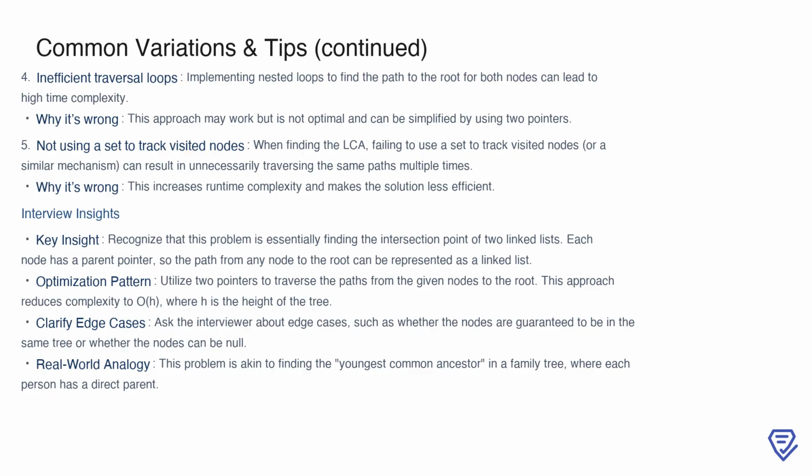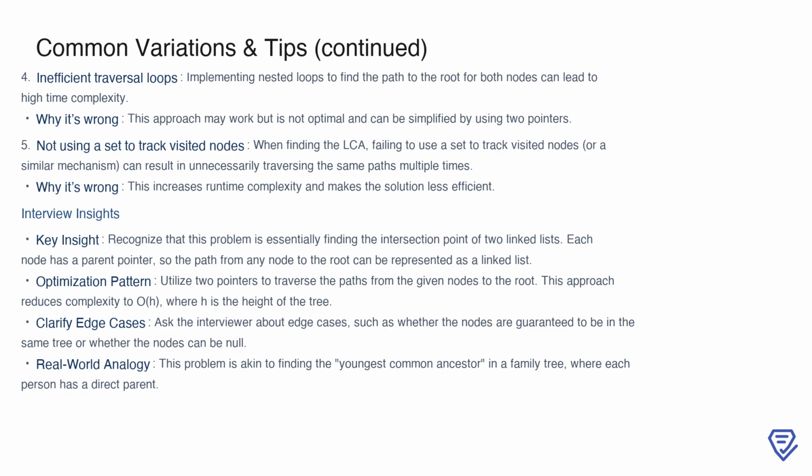A key insight for this problem is recognizing its similarity to finding the intersection point of two linked lists. Since each node has a parent pointer, the path to the root can be visualized as a linked list. By utilizing two pointers to traverse these paths, the solution becomes efficient, with a time complexity of O(H), where H is the height of the tree. It's also important to clarify edge cases during an interview, such as whether the nodes are guaranteed to belong to the same tree or if null nodes are possible.